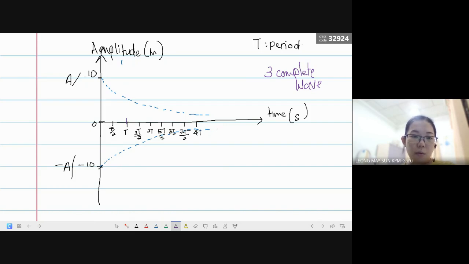So do watch how I draw first, okay? I know my drawing is going to be a bit messy already. So from here, Form 5, you guys know how to draw the sinusoidal wave, so please do draw the sinusoidal wave.